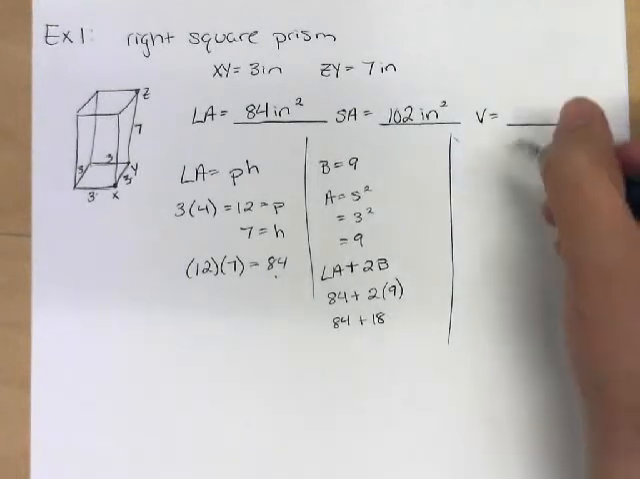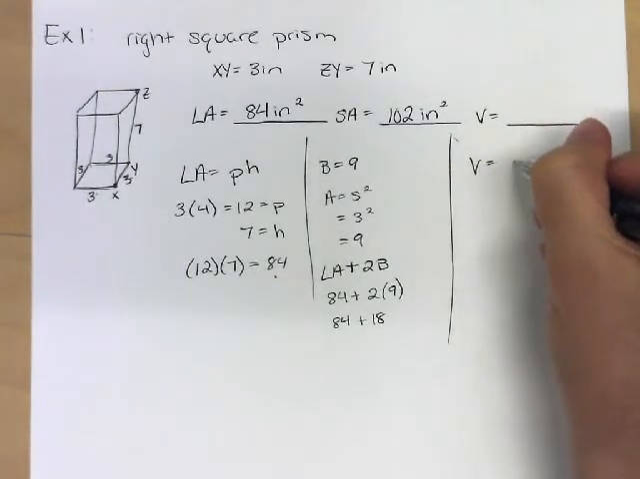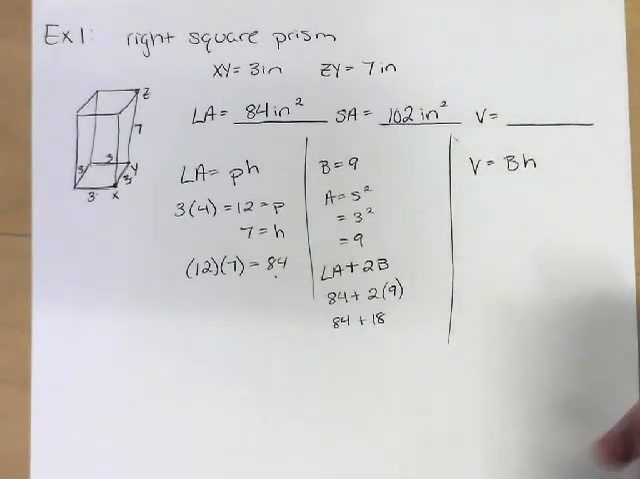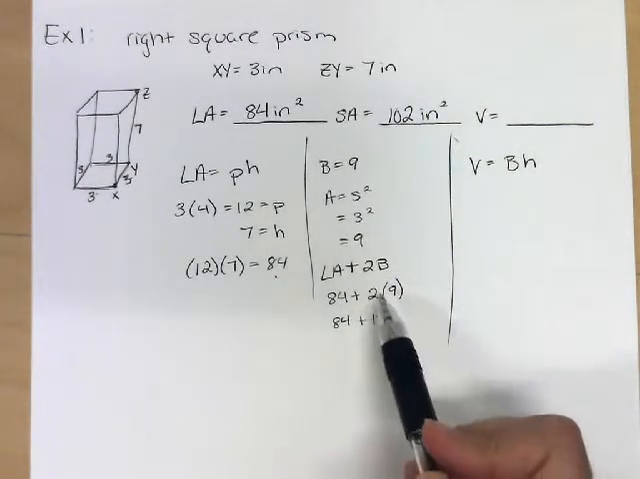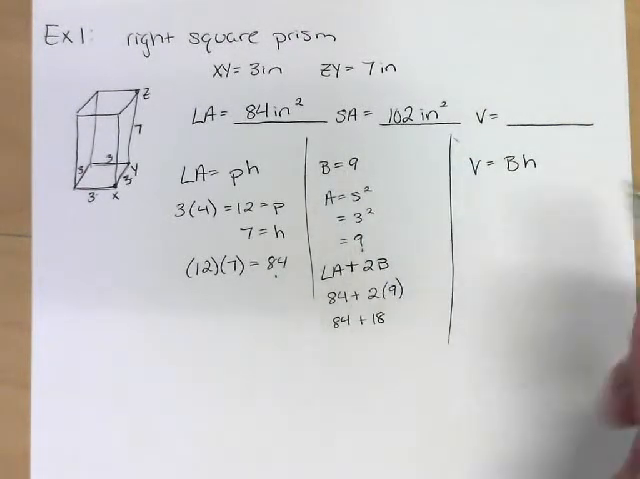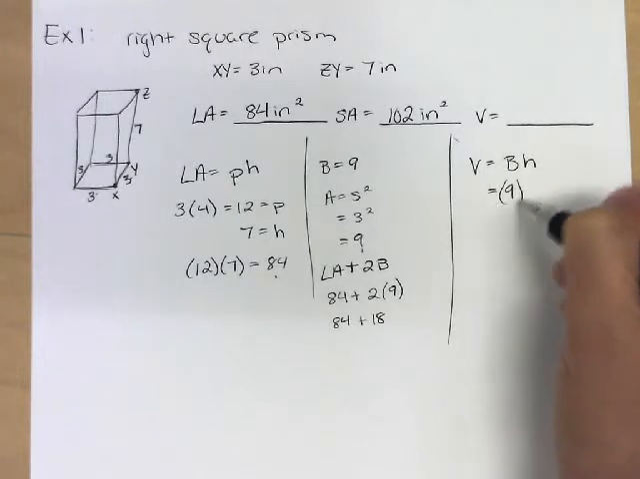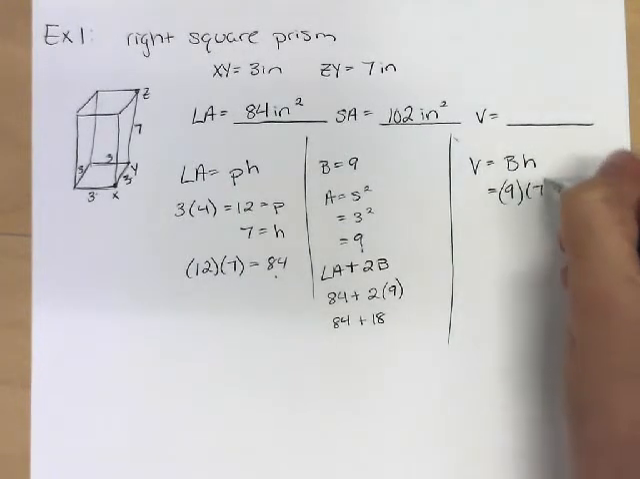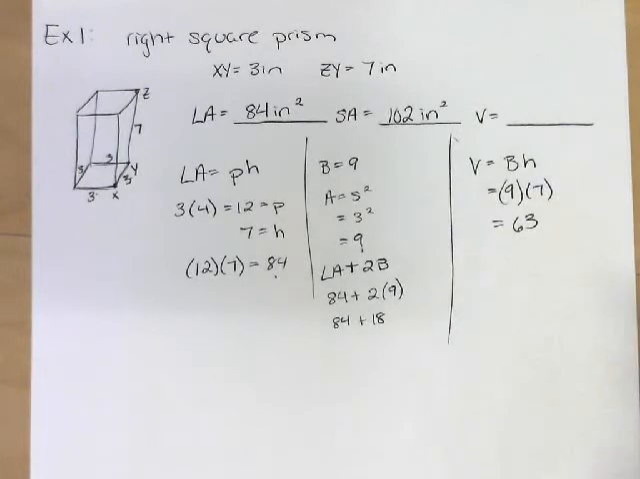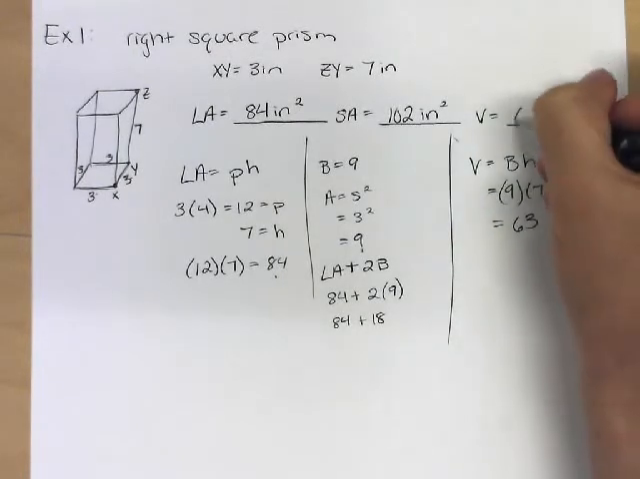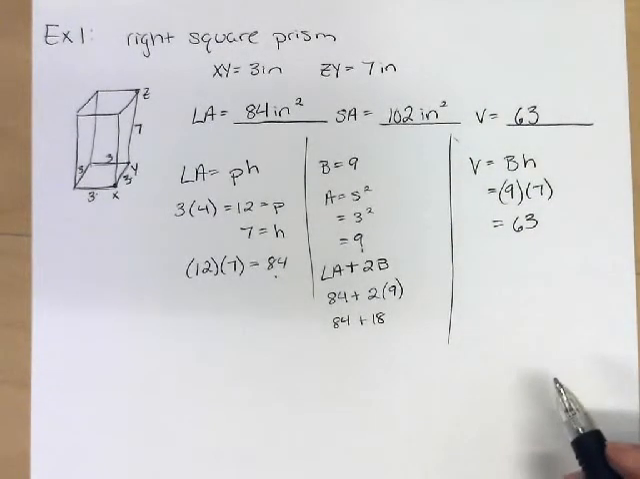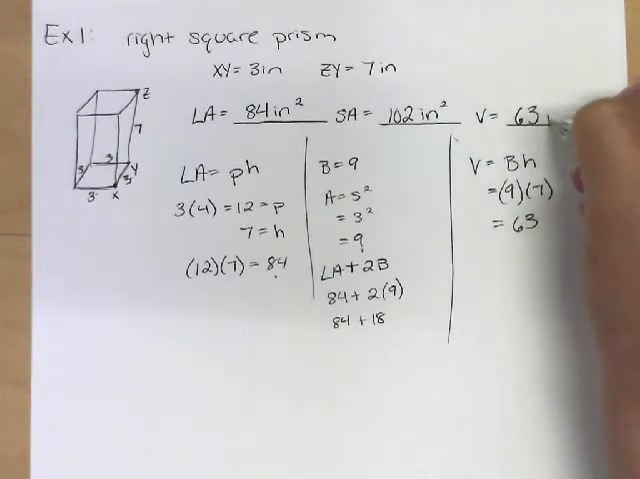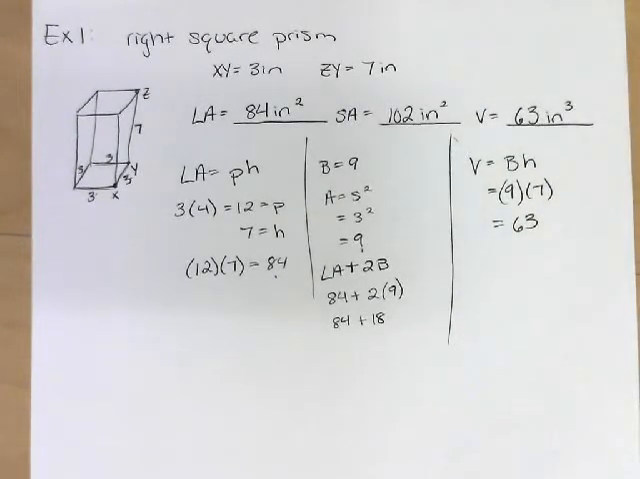And then finally, the volume. Volume equals the base area times the height. Well, we just found the base area was 9, and the height is 7. We're just multiplying those two values together, and we end up with a volume of 63. Now, volume is going to be inches cubed because we end up multiplying 3 different dimensions together. Alright, so that's a prism.